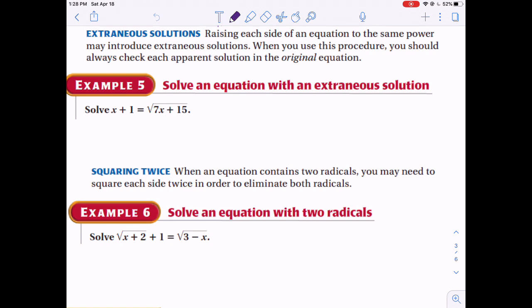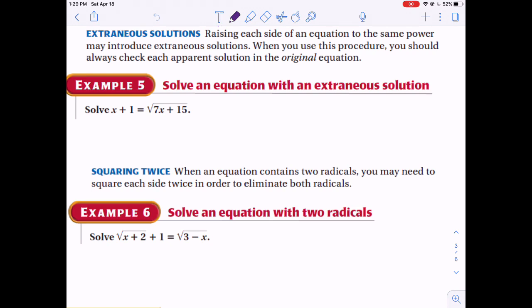So it says here at the top, when you use this procedure, you should always check each apparent solution in the original equation. Now, I didn't do that for the first few sections. That wasn't the idea. The idea is to get you to be able to solve these. And we could go back and check them, but we did not. From now on, we've got to check them. So I'll try some examples here of extraneous solutions and show you how to find them, and then cross them out or eliminate them.